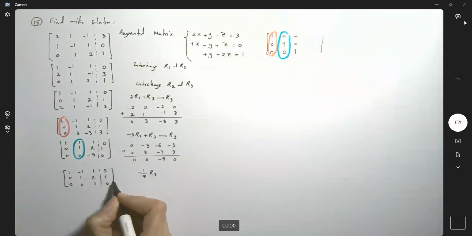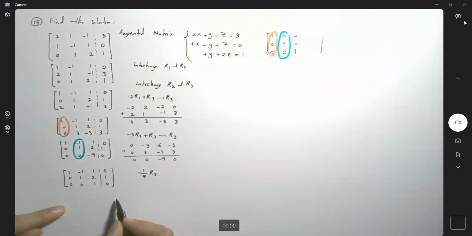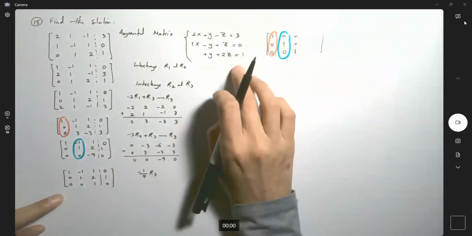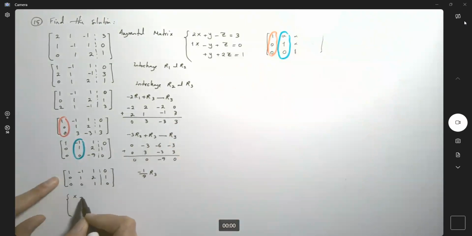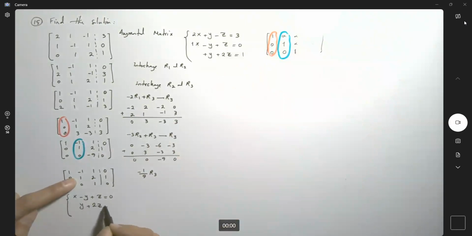Now let us start solving the system of equations, which is equivalent to the original system of equations. So again, you can rewrite this in the form of a system of equations. You have x minus y plus z equal to 0. You have y plus 2z equals 1. Then you have 0x plus 0y plus z equal to 0. So as you can see, your z is equal to 0.